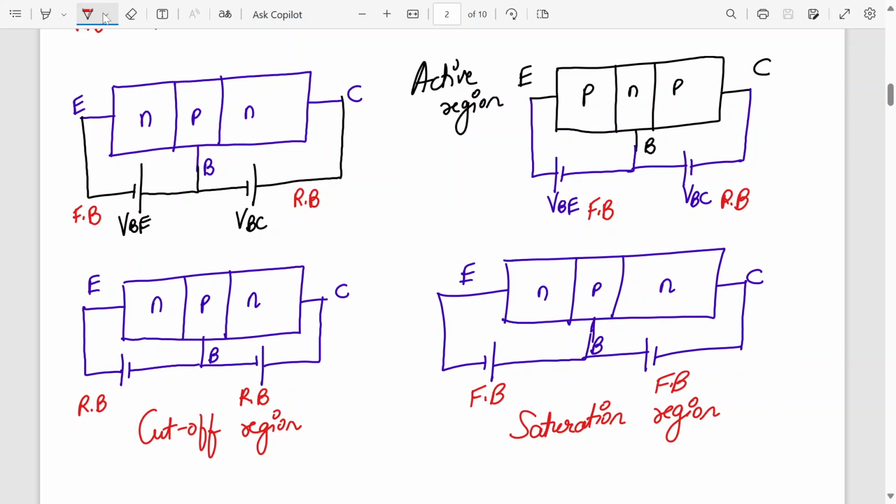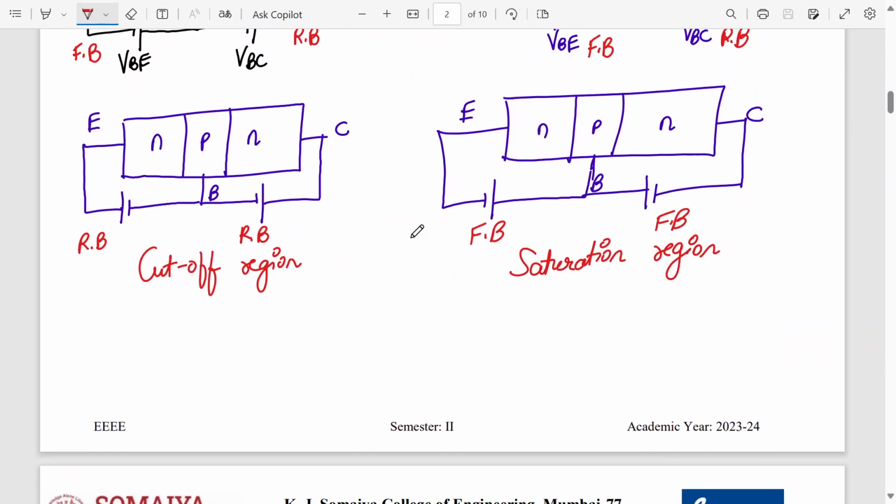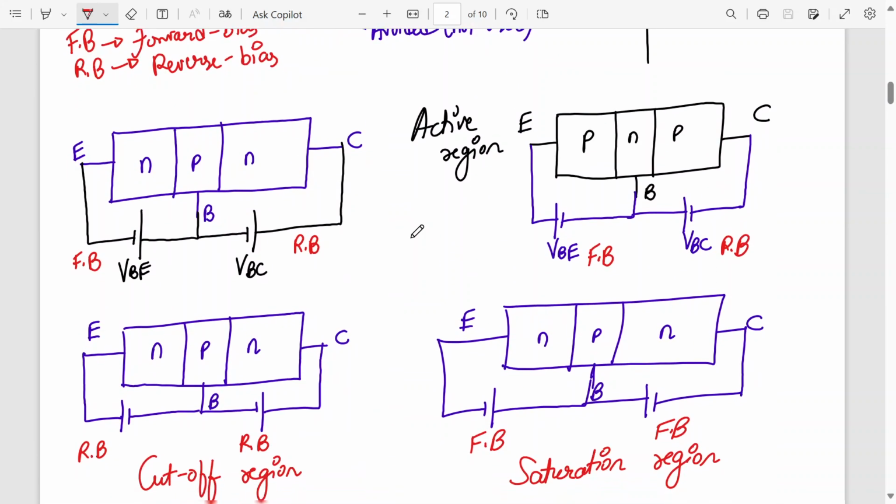These are the structures with the external bias connected to them, according to the operating region, such that they are in active, cutoff, and saturation region. Have you completed this, students? Can I move on to the next one now?